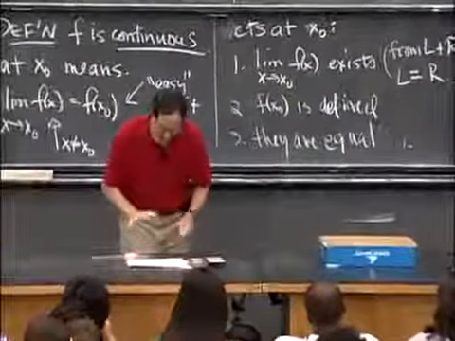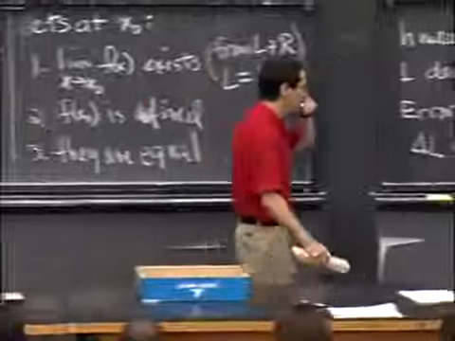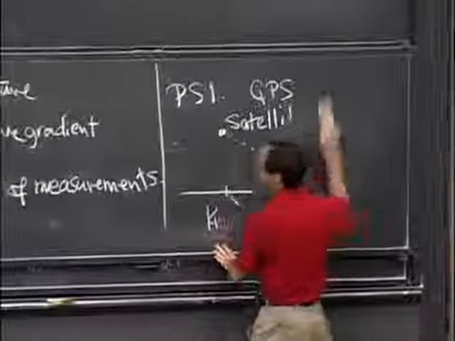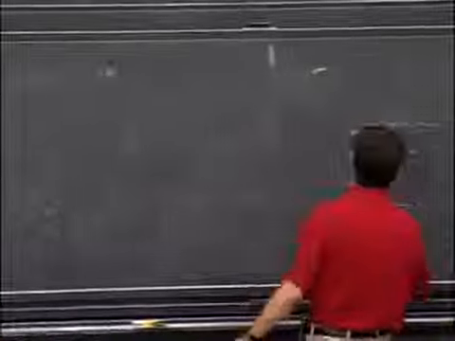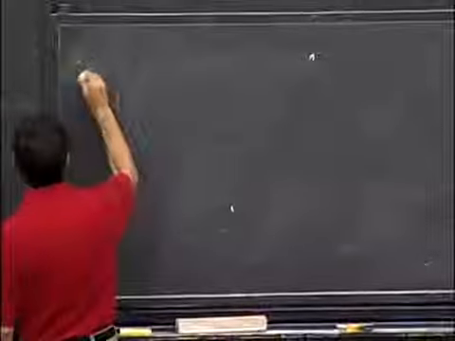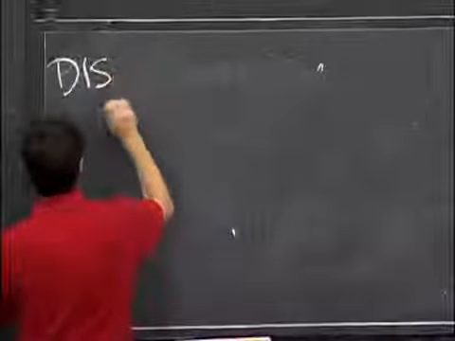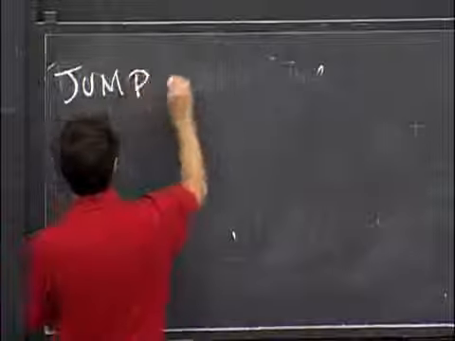Well, I need to give you a little tour, a very brief tour of the zoo of what are known as discontinuous functions. So sort of everything else that's not continuous. So the first example here, let me just write it down here, is jump discontinuities.